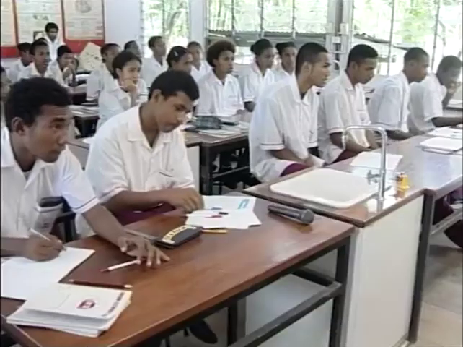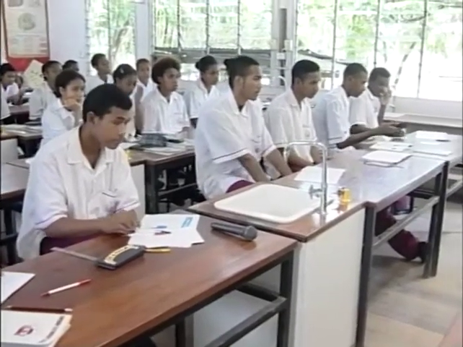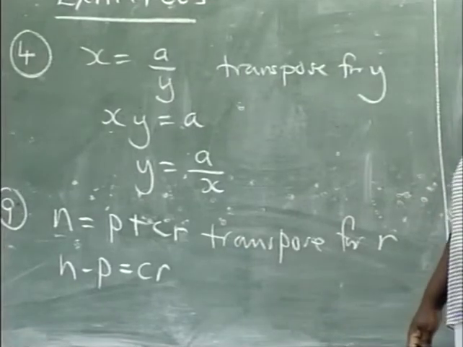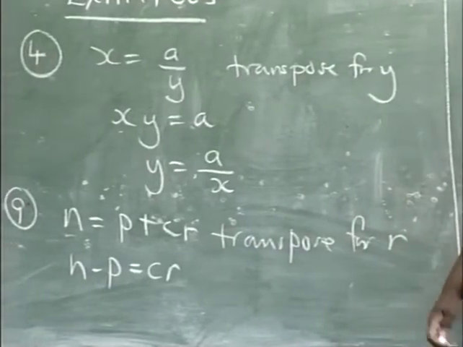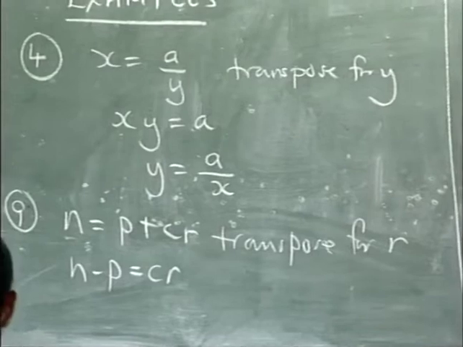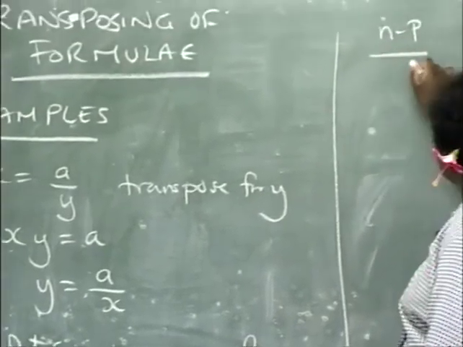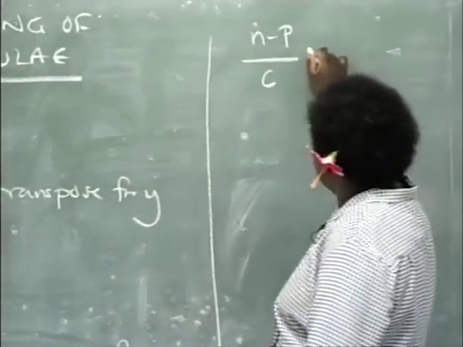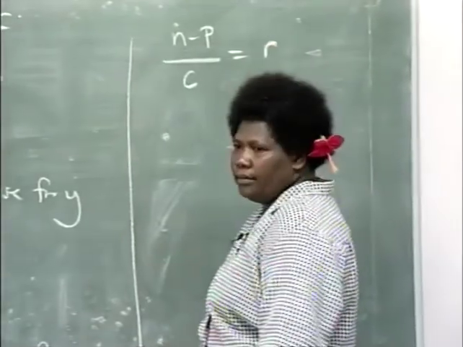Livingston, now I want r. Divide c on both sides. Okay, divide c on both sides. So n minus p over c will be equal to r.